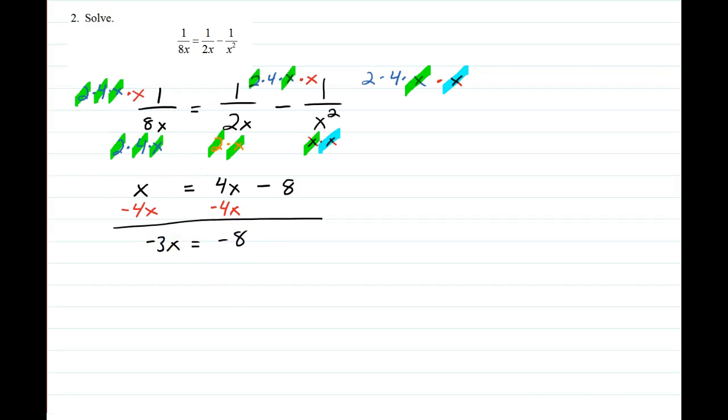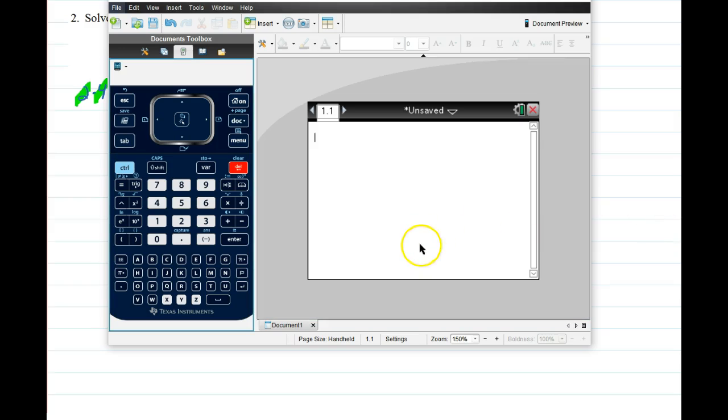Divide by -3. And we get x equal 8/3. So let's say I wanted to check my answer.